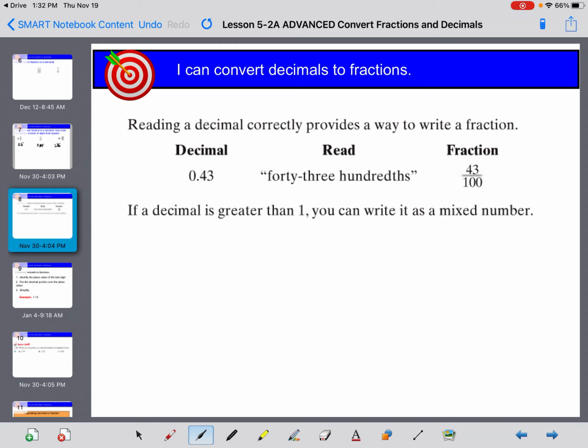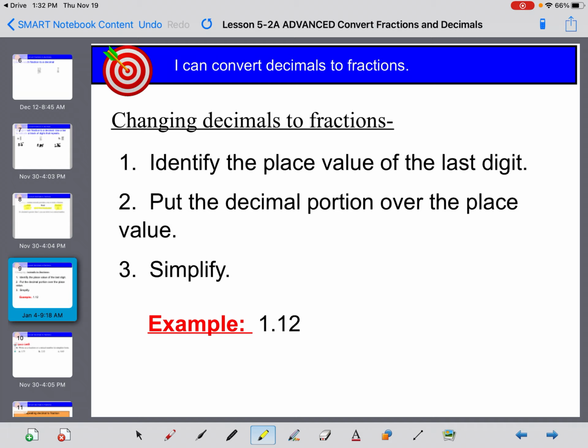So changing decimals to fractions. Number 1, you'll want to write these down in your notes. Identify the place value of the last digit. Step 2, put the decimal portion over that place value, over the numerical place value. And then step 3, simplify. As an example, 1 and 12 hundredths. The 12 is the last digit. The place value of the last digit is the hundredths place.